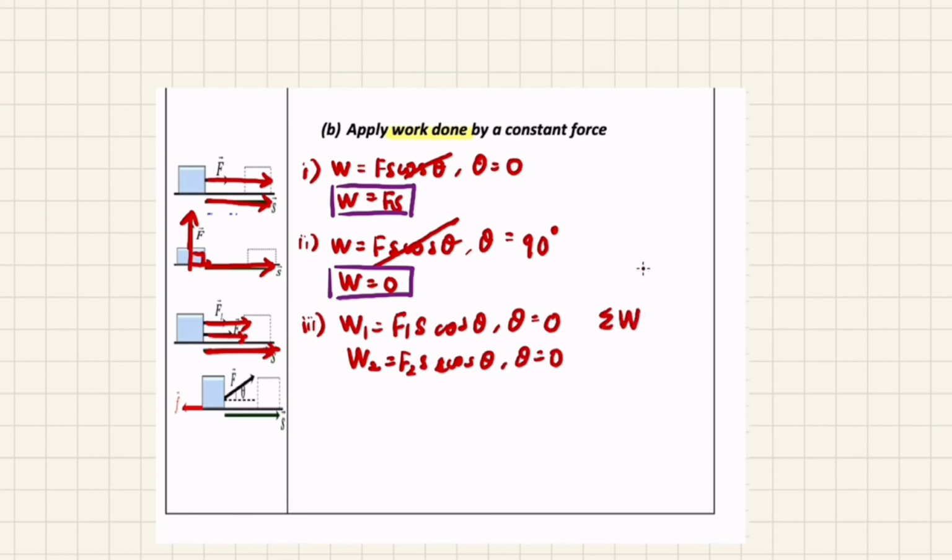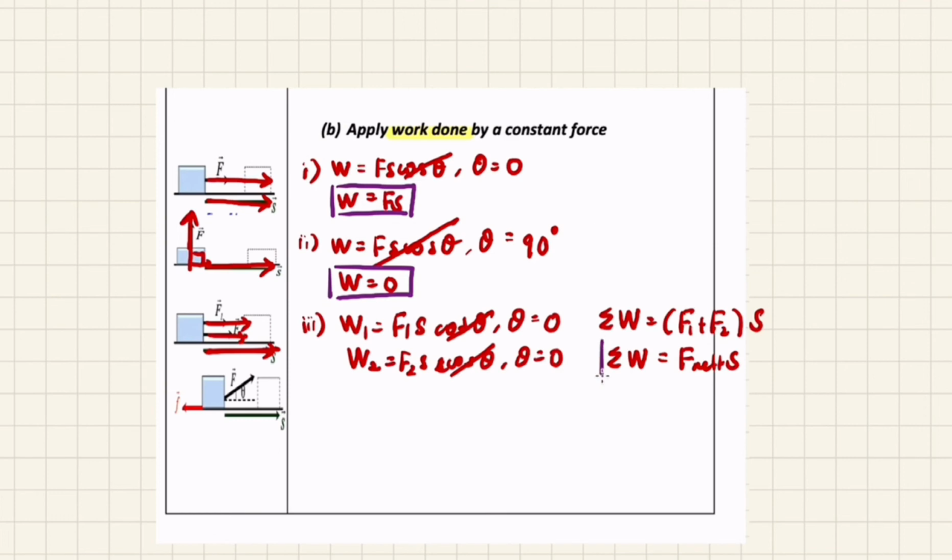Okay, sum of our work done is actually equals to force 1 plus force 2. Okay, kita boleh tambahkan dia sahaja darab dengan S. So cos theta ni dah tak ada lah sebab cos 0 equals to 1. Okay, so total work done is force 1 tambah dengan force 2 darab dengan S. Okay, ataupun total work done kita, we can represent it as F net. Okay, total force darab dengan S.